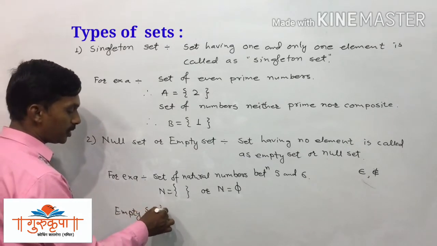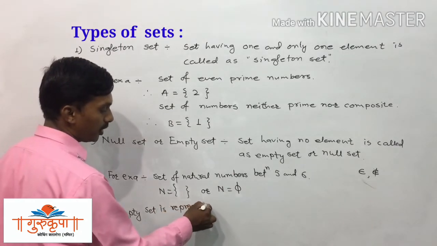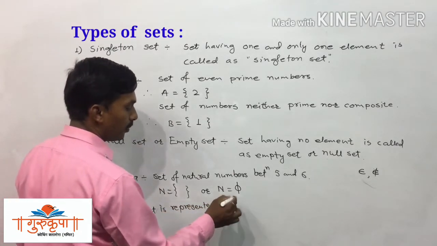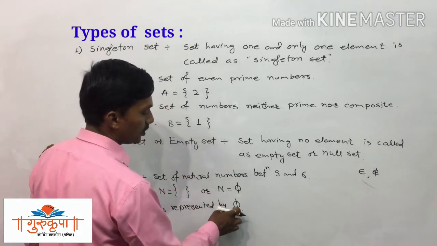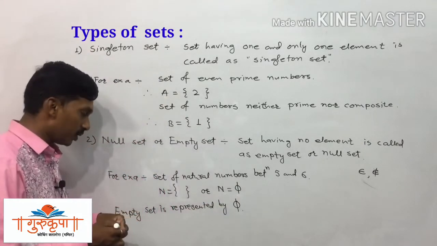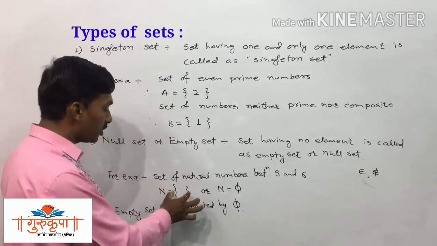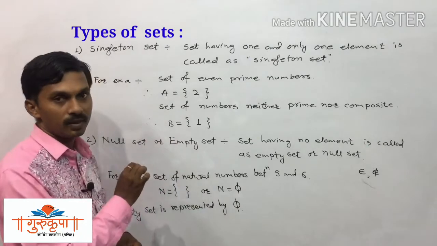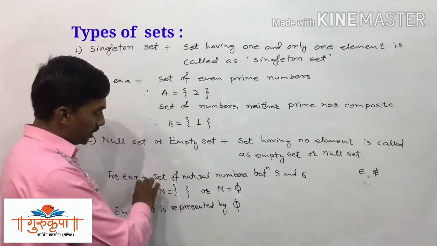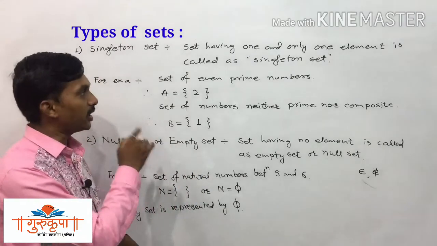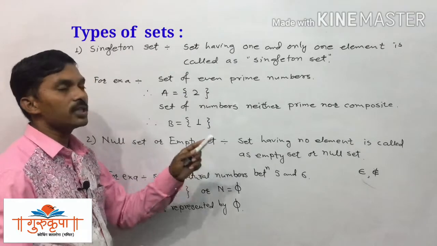Empty set is represented by phi. This symbol is used to represent the empty set, or you can simply draw the curly bracket only. No element is there in the set, so it is an empty set. That is the second type of the set, and it is null set or it is empty set.